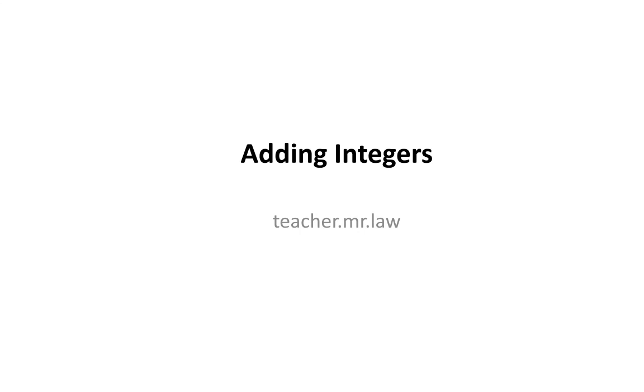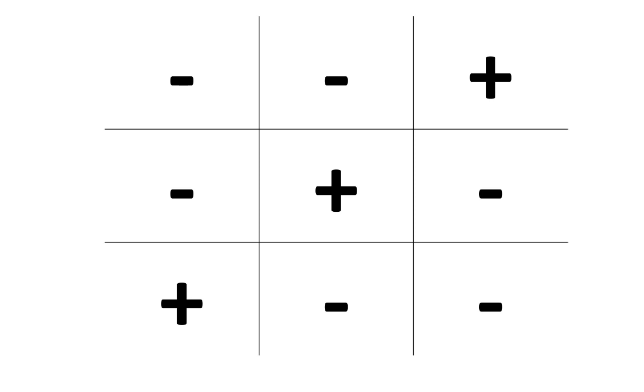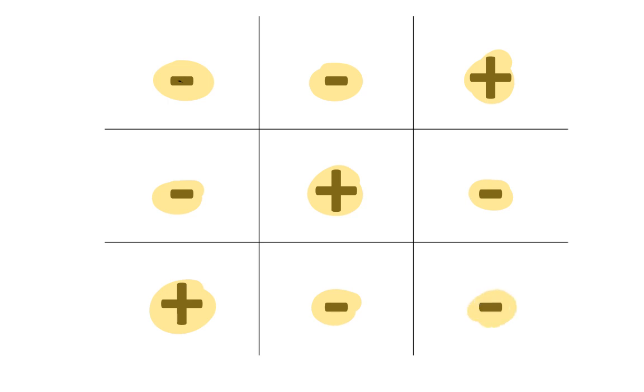In today's lesson, we'll be learning how to add integers. When adding integers, you can use this shortcut. When you see two negative signs directly beside each other, they become a positive sign. When you see a negative sign beside a positive sign, they become a negative sign. And when you see a positive sign beside a negative sign, that becomes a negative sign.